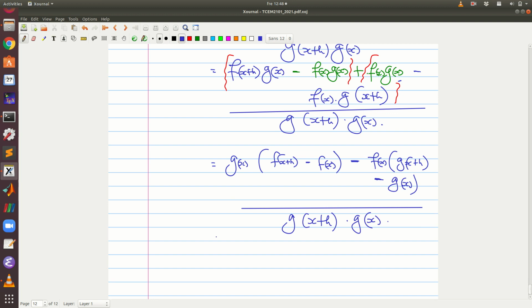Okay, and then next we know by definition that this is the first forward difference of f of x, and then times g of x, and then minus f of x times the first forward difference of g of x.